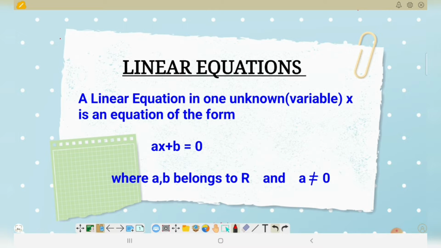In this video, we are going to discuss linear equations and then we are going to solve linear equations. For that, we need to know first what are linear equations. A linear equation in one unknown variable x is an equation of the form ax plus b equals 0, where a belongs to R and a is not equal to 0.